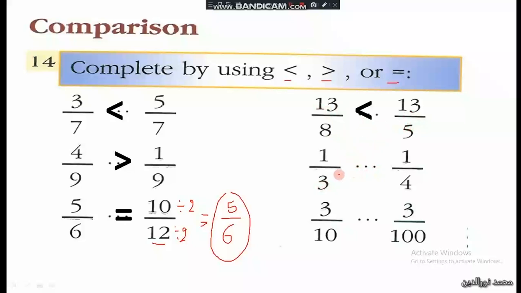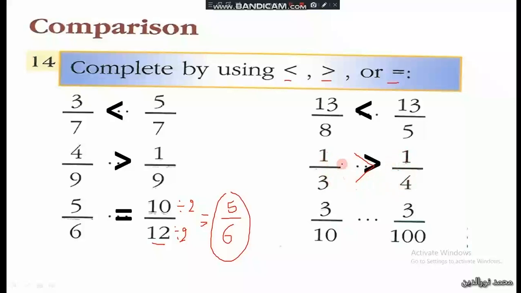The same case here, these fractions have the same numerator 1. So we look at the denominator, it's inverted. The fraction that has the least denominator is the greater one. So here we have 3, 3 is less than 4, so this is the greater fraction. So in this case, 1 over 3 is greater than 1 over 4.